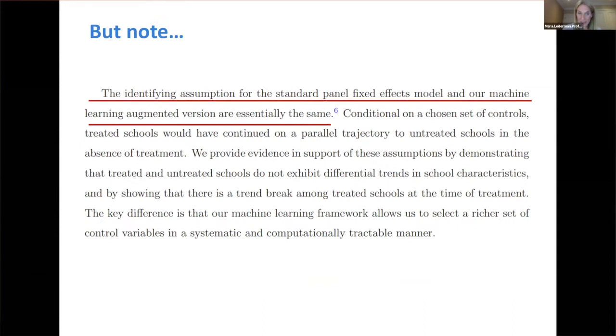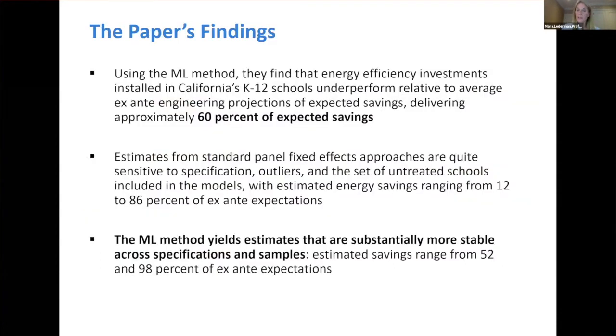But then they point out the identifying assumption for the standard panel fixed effects model and our machine learning augmented version are essentially the same. Conditional on a chosen set of controls, treated schools would have continued on a parallel trajectory to untreated schools in the absence of treatment. Same identifying assumption. The key thing is "conditional on a chosen set of controls", and the methodology they use for choosing that set of controls.